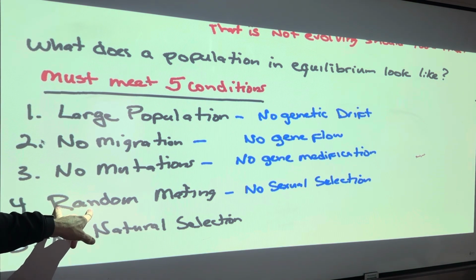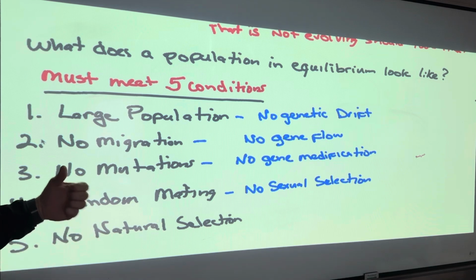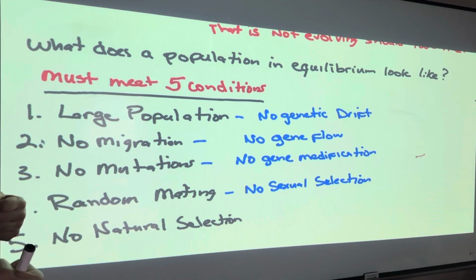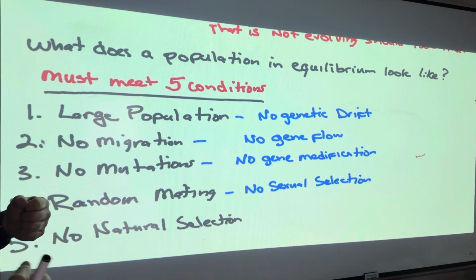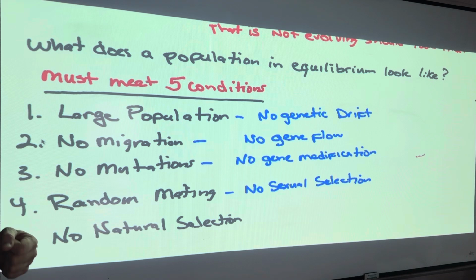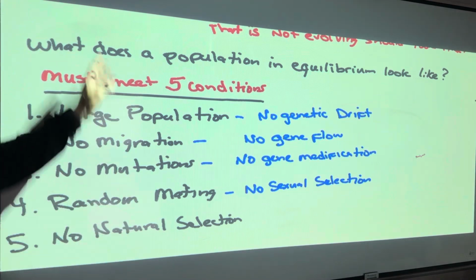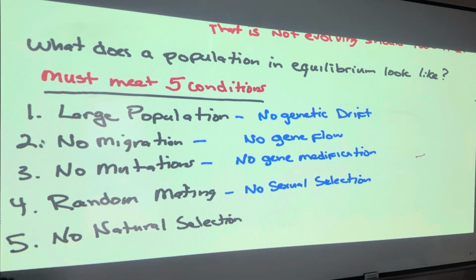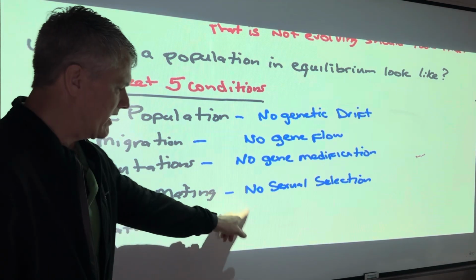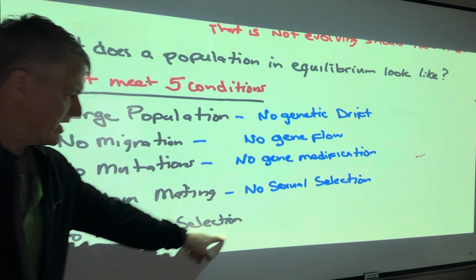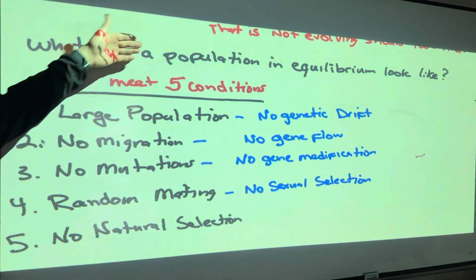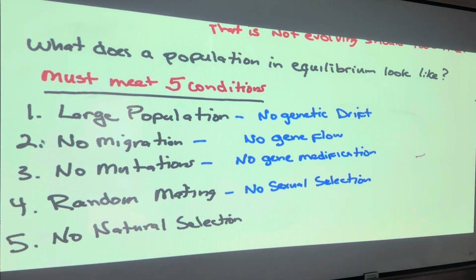Random mating. Around here, the male deer, the bucks, go through a sexual selection process where they fight each other for the right to mate with the females. If you take that out and there's random mating, that's going to get you closer to Hardy-Weinberg equilibrium. And no natural selection. If there's no natural selection, then the same thing, you're getting closer to Hardy-Weinberg.